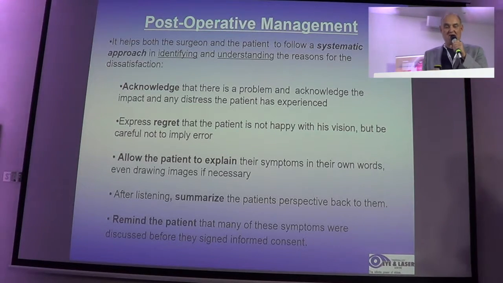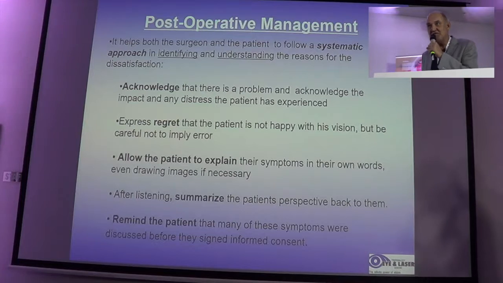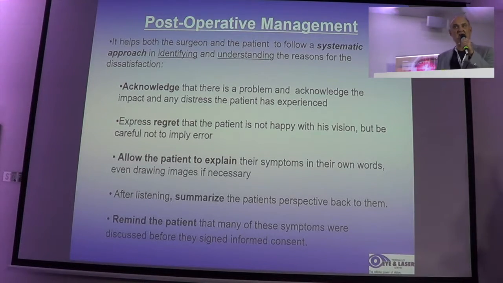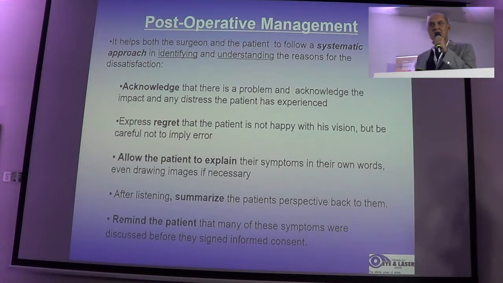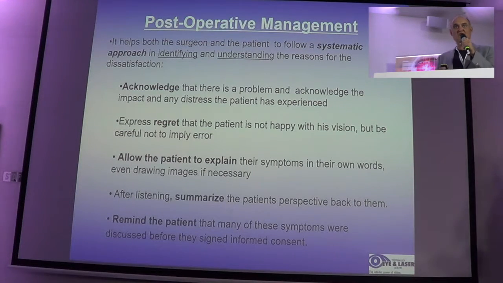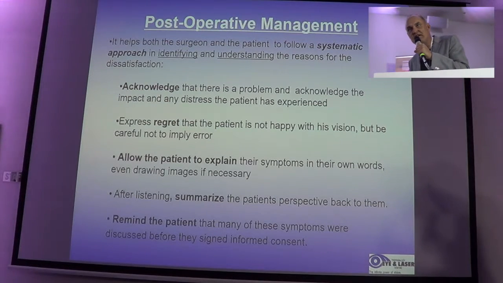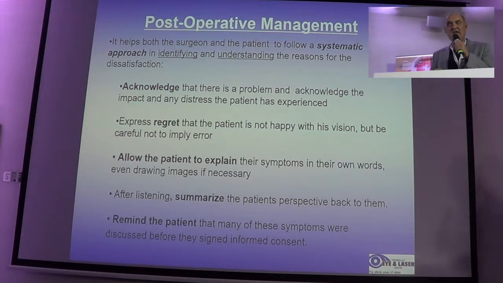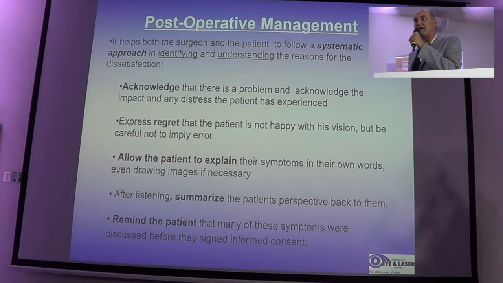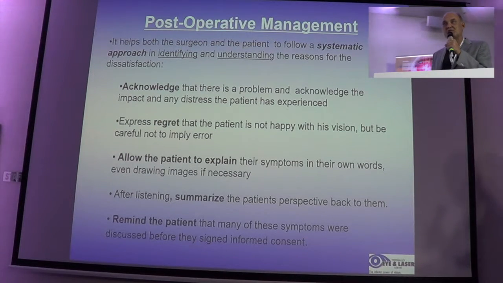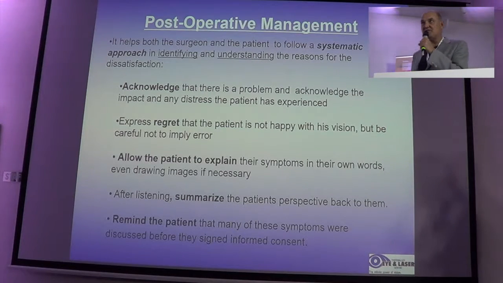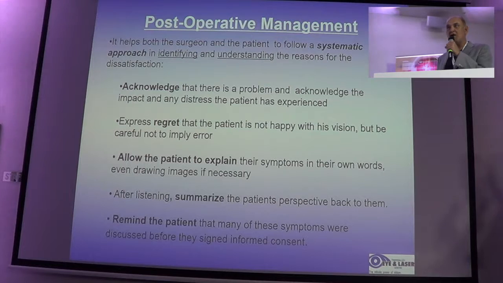Once you find an unhappy patient, you must have some sort of systematic approach. This is very important. First of all, he's unhappy, so acknowledge that he's unhappy about something. Express regret to the patient by saying, I'm sorry that you're unhappy with the procedure. Then ask the patient to tell you in his own words what is bothering him. Listen, and once he's told you, summarize it and say, you said this to me, am I correct? And then at the end, remind the patient that we actually discussed these issues before the surgery, because if you did a proper informed consent, it would be in there. And the patient would say, yes, doctor, we did discuss this. You did tell me I would have glare. What are we going to do about it?